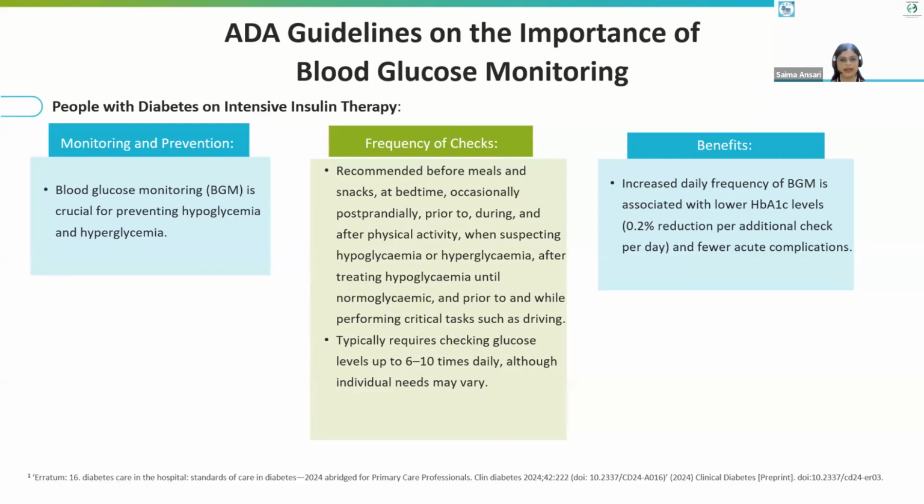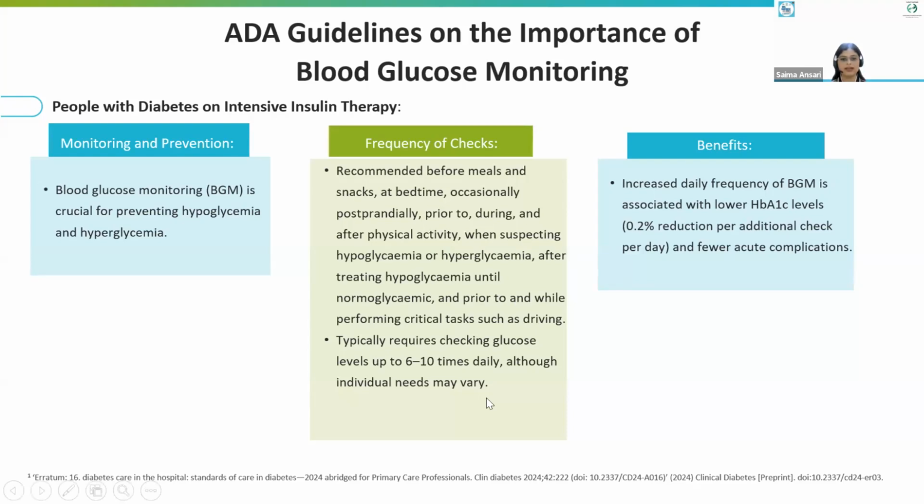When the patient is suspecting hypoglycemia or hyperglycemia, after treating hypoglycemia until it is normoglycemic, and prior to or while performing critical tasks such as driving. Patients who are taking insulin or some active medicines may have a risk of hypoglycemia if they are having long gaps in between their meals. To prevent such cases, we have to monitor sugars before performing such tasks.